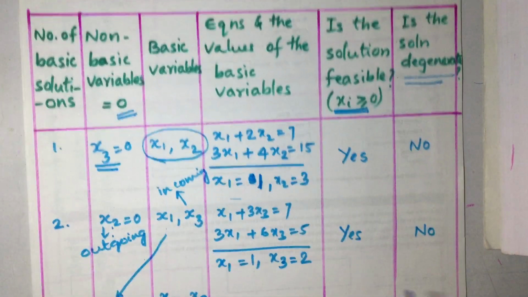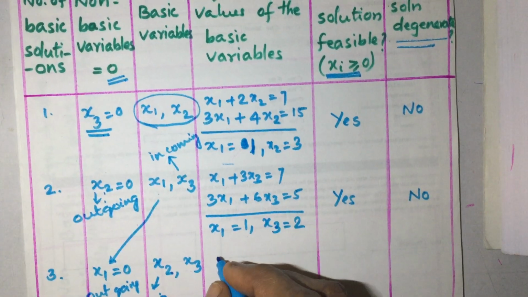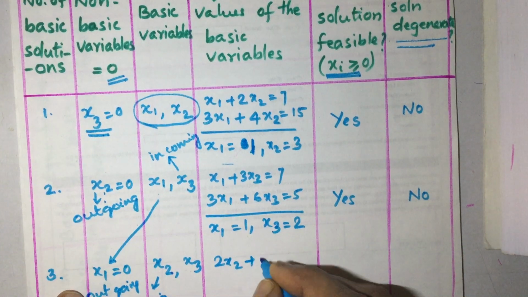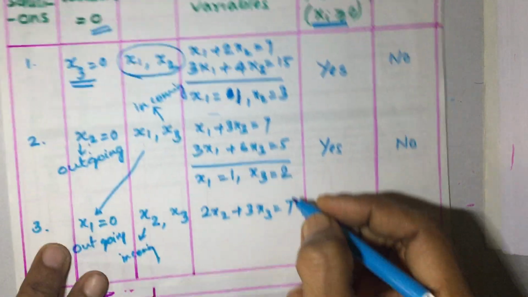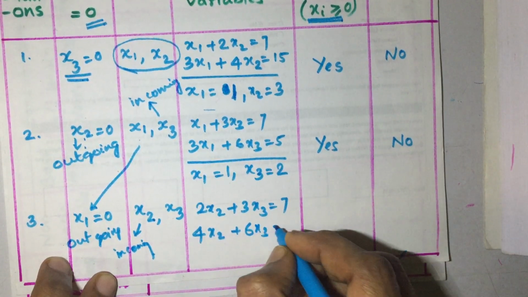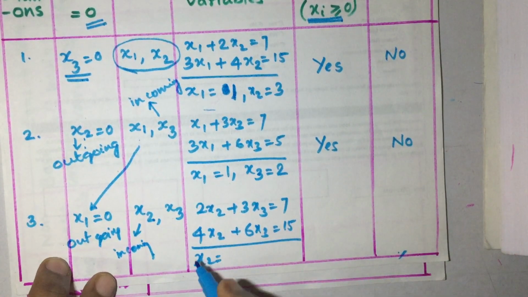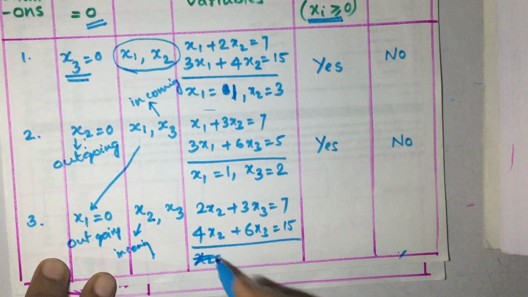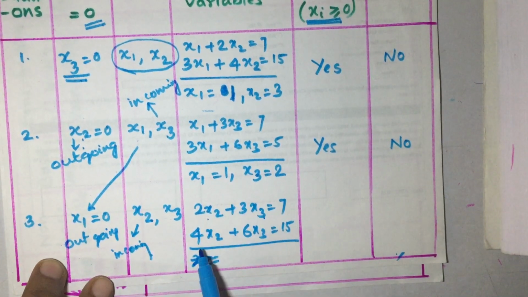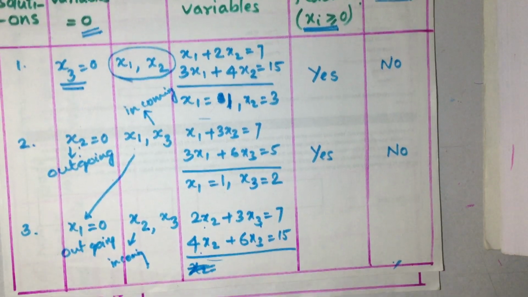Okay. So now in the given conditions put x1 equal to 0. So you will get 2x2 plus 3x3 equal to 7 and 4x2 plus 6x3 equal to 15. Solving this, we cannot solve it in fact, because 2x2 plus 3x3 and 4x2 plus 6x3 both have the same coefficients. So if you solve this one, you may get an unbounded solution. So here the solution is unbounded.